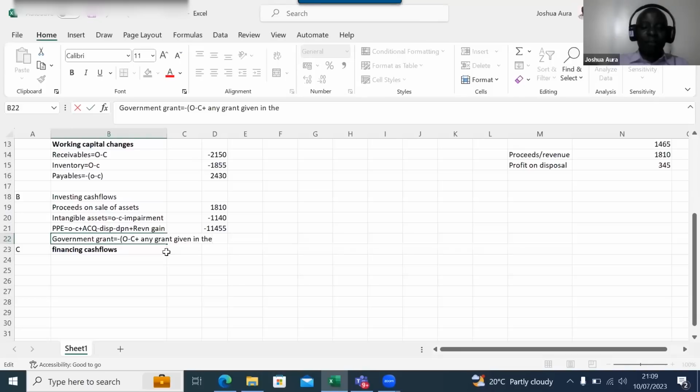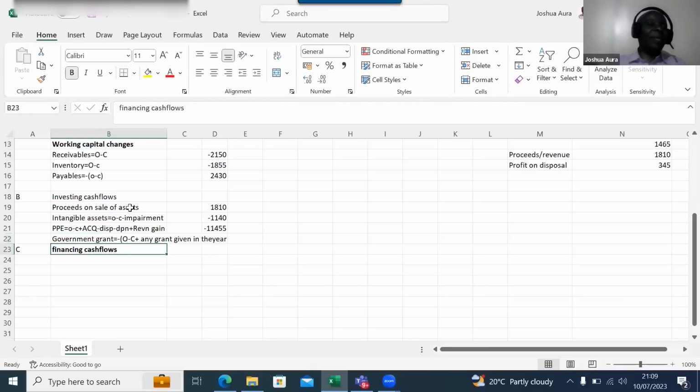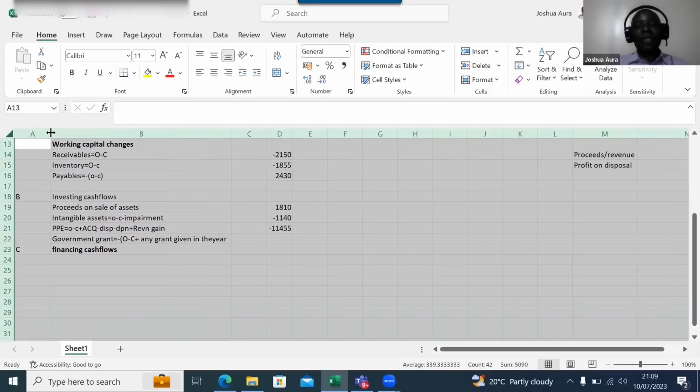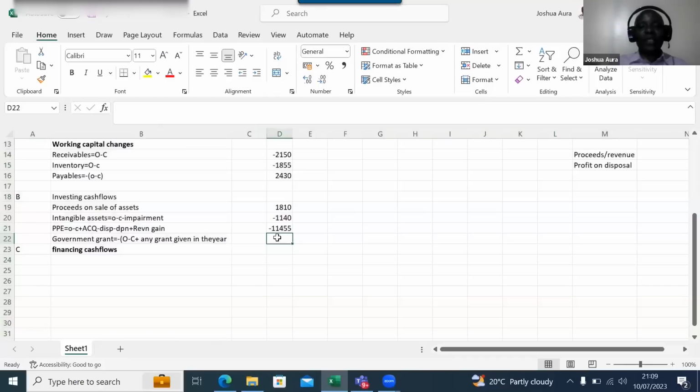Given in the year. So basically, we are looking at the P and L item given in the year. So ladies and gentlemen, what do we have here? Let's try to work this thing out.